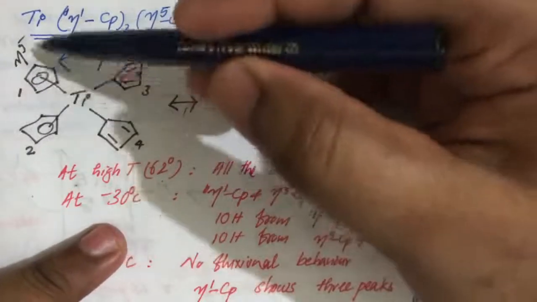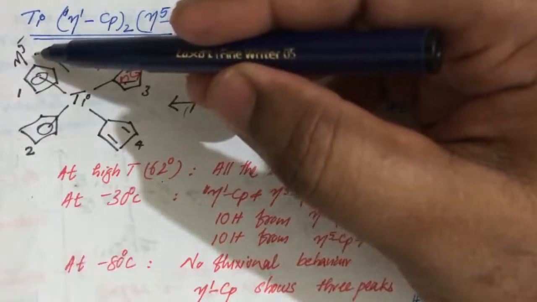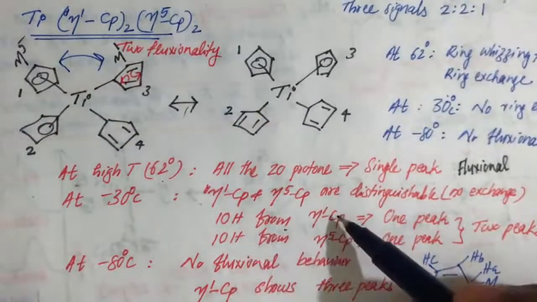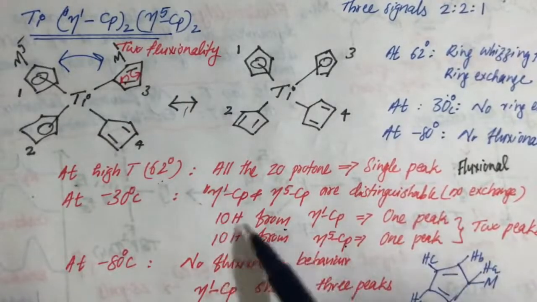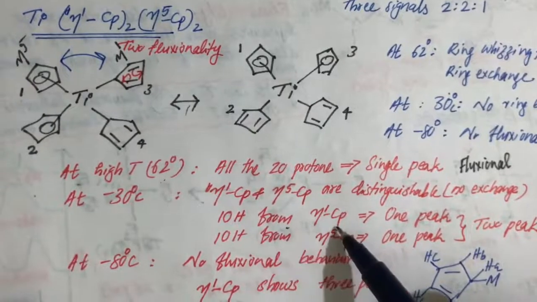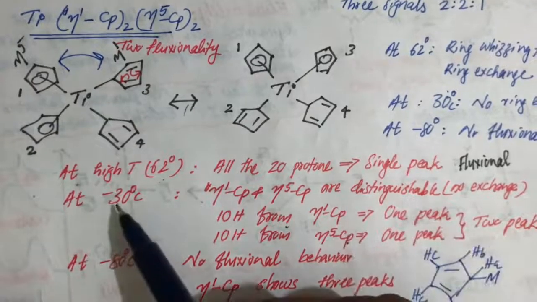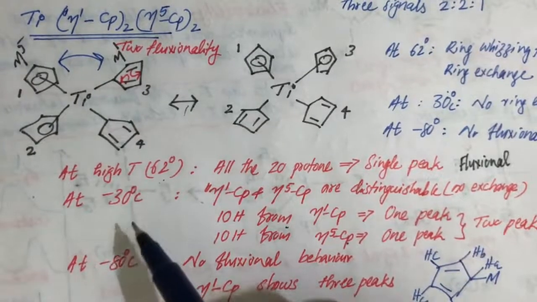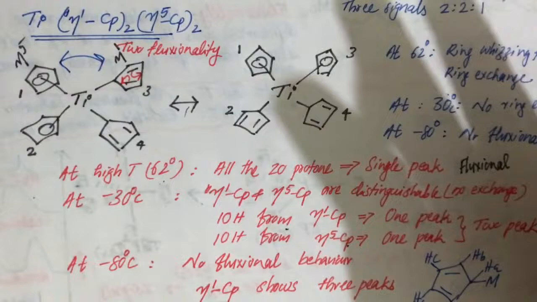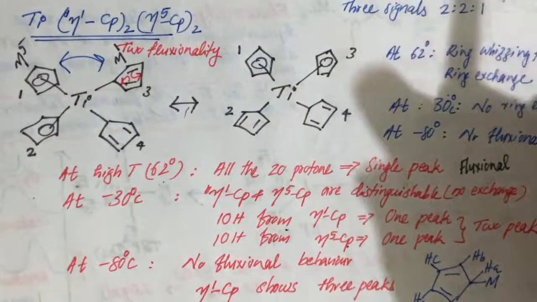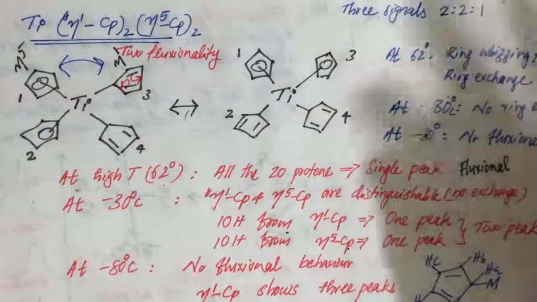5 plus 5, that is 10 hydrogens from the eta 5 ligand, give you a single peak, that is, 10 hydrogens from the eta 5 cyclopentadienyl give you one peak, and 10 hydrogens from the 2 Cp groups, that is, the eta 1 Cp group, give you one peak. So I repeat, at minus 30 degrees Celsius, that is intermediate temperature, there is only one kind of fluxional behavior, that is, there is no complete fluxional behavior, that is, there is no ring exchange.